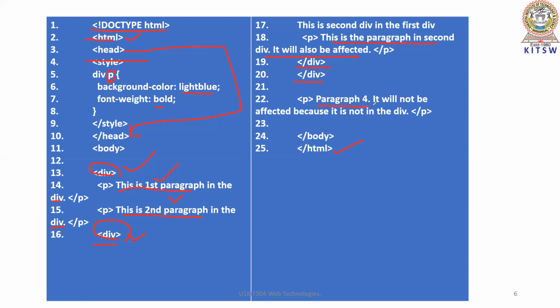Here, this is paragraph 4. First paragraph, second paragraph, treat this as the third paragraph. This is the fourth paragraph. This will not be affected because it is not in a div. So this is the meaning of this HTML program. This is the closing of the body, closing of the HTML. Let us see what output we will get after execution of this HTML file.